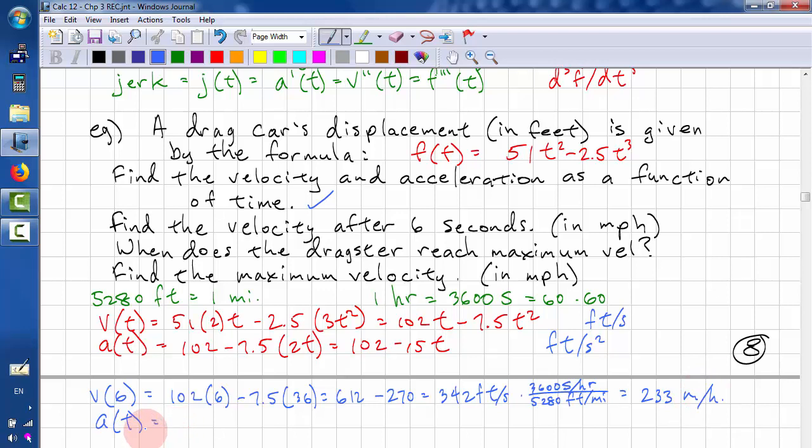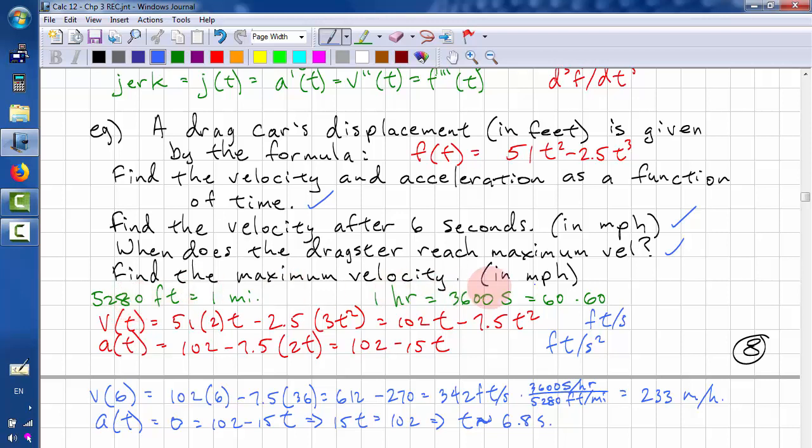A of t, so that's done. When does it reach maximum velocity? That means the acceleration must be 0. So we're looking for 0, and we just plug in the function, 102 minus 15t. That means 15t equals 102. So t equals approximately, we'll give a decimal answer, 6.8 seconds. So that's done.